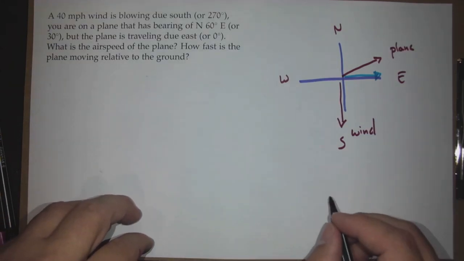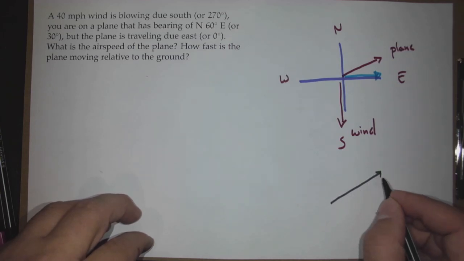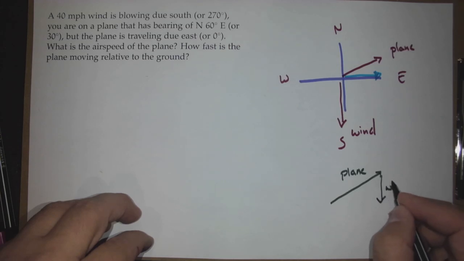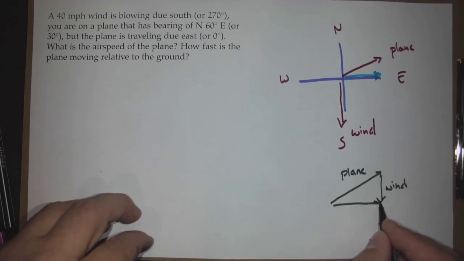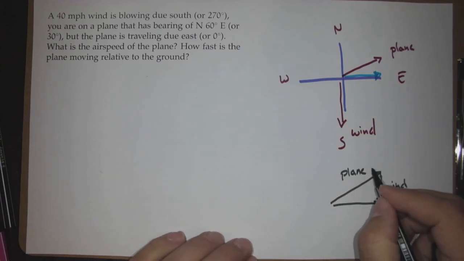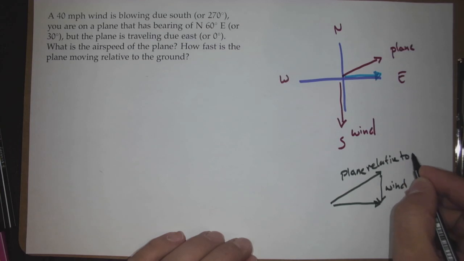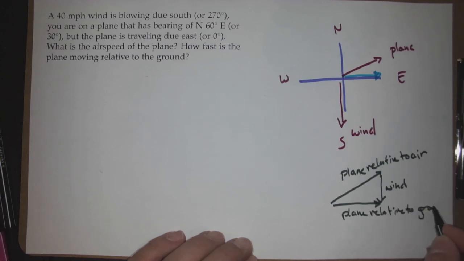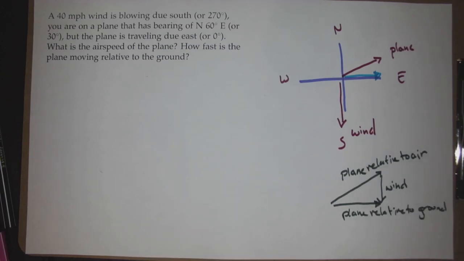So if our picture is a little bit more accurate, we have our plane, we have our wind, and then we have what's actually happening. So this is plane relative to air. This is our wind. This is plane relative to ground. So that's the picture. And you'll see, again, it's really a vector problem because we add up the changes of these two to get the net change.